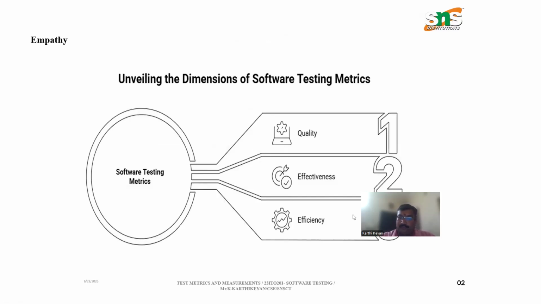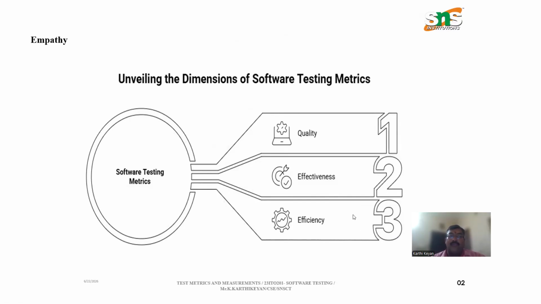So this is the importance and weighing of dimensions of software testing metrics. We have three metrics available: one is quality, second effectiveness, third efficiency. Quality means each and every product must give priority to quality. For example, a username and password should work properly in your software.